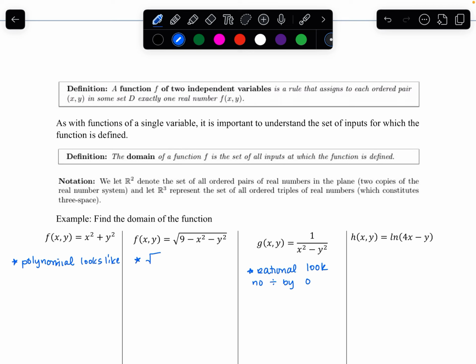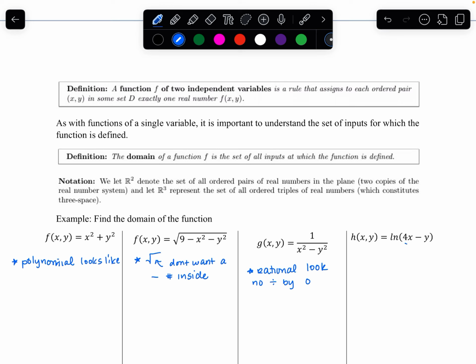This one, you've got that square root function. Remember, the only thing you don't want is to take the square root of a negative number. So we don't want a negative number inside.